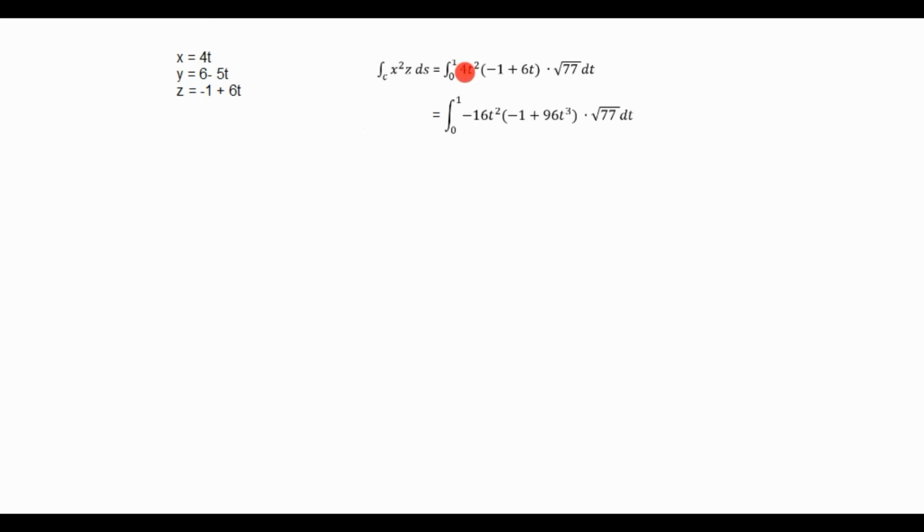Okay? And to further simplify our integration, we get 4t, so when you square it, it will become 16t squared. Sorry, it's supposed to be a bracket over here. Alright, a bracket over here. 4t squared will become 16t squared minus 1 plus 96t cubed. Alright, I'm so sorry, it's not t.